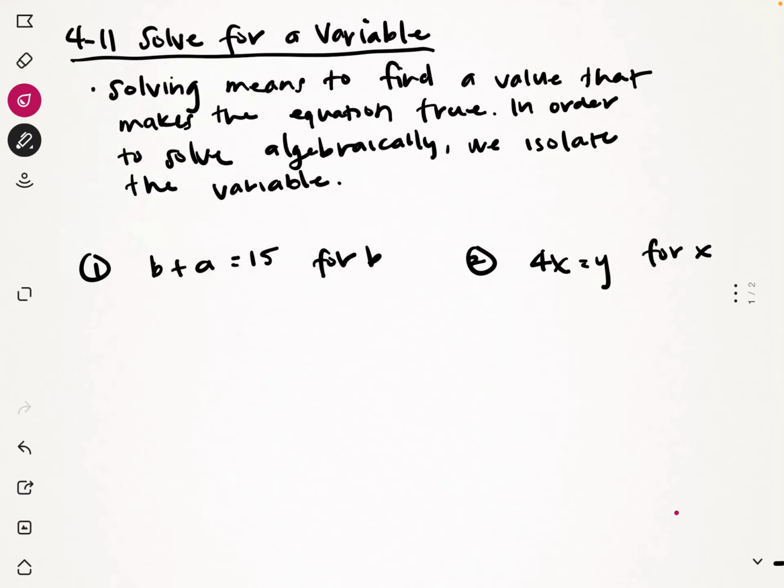So if we're trying to solve this for b, what we're trying to do is isolate the b, which means we want to get rid of this plus a. We know in order to undo an addition, we subtract a from both sides. So b is going to be equal to 15 minus a, right? And we know we solved it for b when we have b by itself.